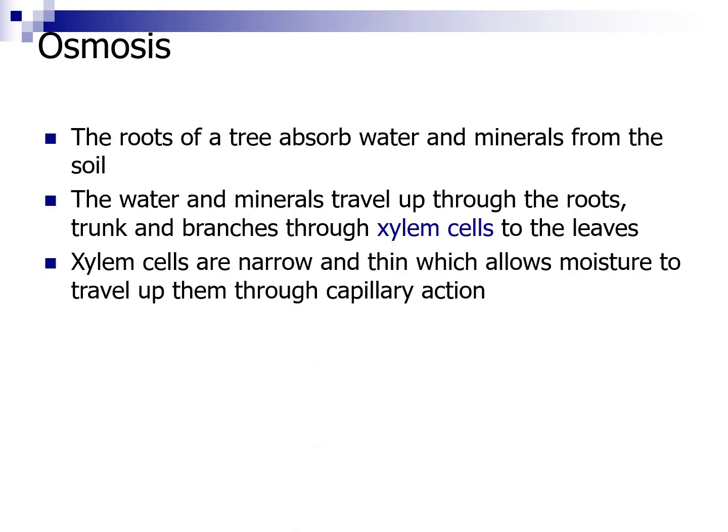Osmosis is the ability of the roots of the tree to absorb water and minerals from the soil like a straw. They will find water anywhere in the soil. The water and the minerals travel up through the root, trunk, and branches, through the xylem cells, just underneath the bark. The xylem cells are narrow and thin, which allows moisture to travel up through them using capillary action, exactly like a straw.